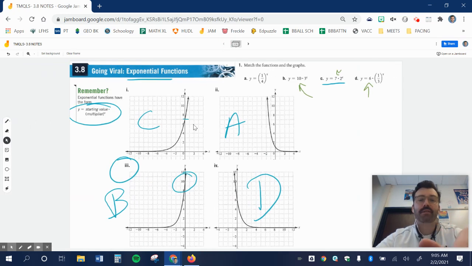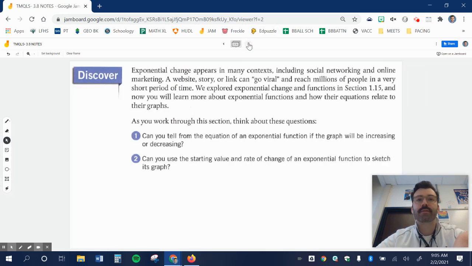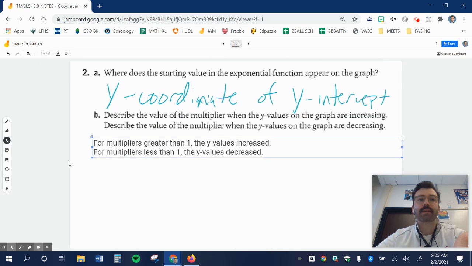Think about that. I'll show that again. C and B, all right, the multiplier is 2 and 3. Our y values are increasing, okay, as x is increasing. A and D, our multiplier is 1/4 and 1/3. Our y values are decreasing as our x values are increasing. All right, let's make that blue.